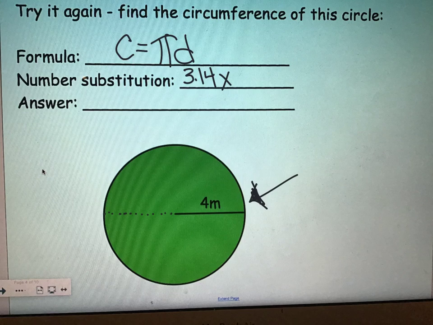Hopefully you said you double it, right? Because if we need the whole way across, you have to double that number. So 4 and 4 make 8, or you could times it by 2. So you put in 8 for diameter. All right, go ahead and calculate that and raise your hand.